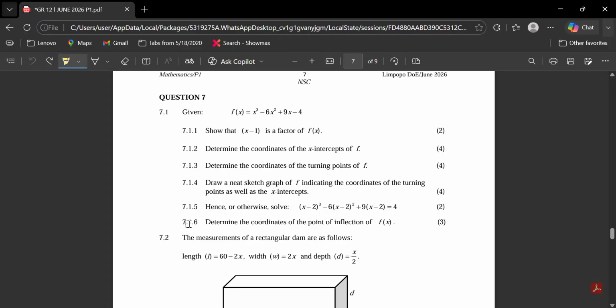Okay, guys, we're doing question 7. We're continuing with question 7.1.6 from the June Limpopo question paper. What is our question? Today we are determining the coordinates of the point of inflection of f of x.